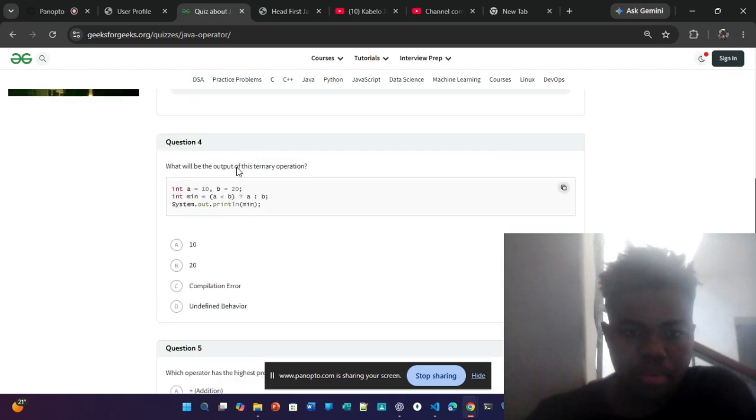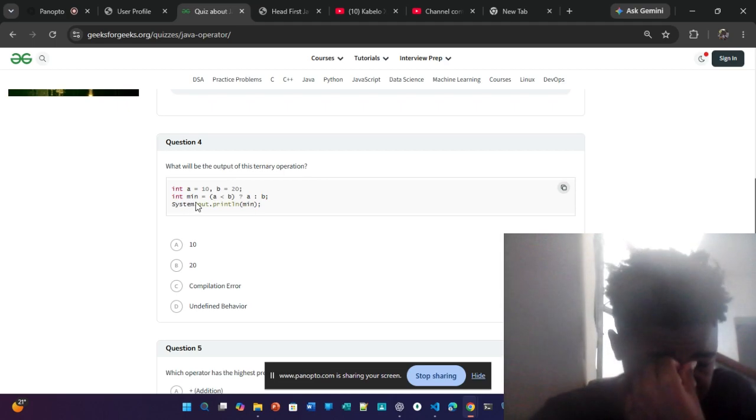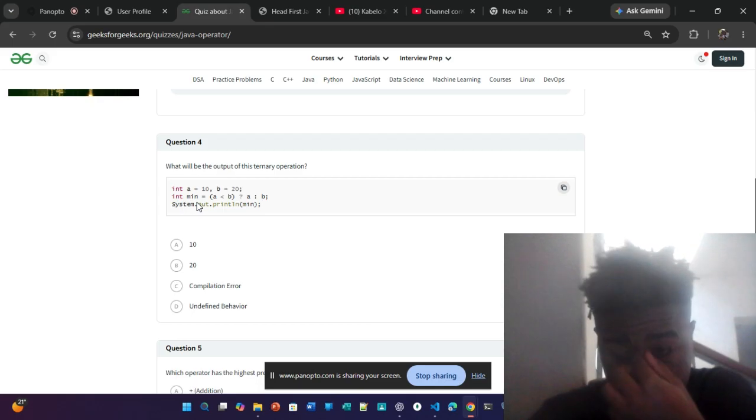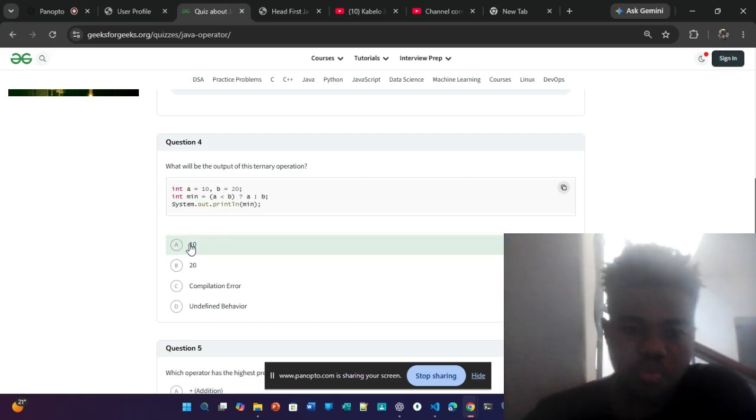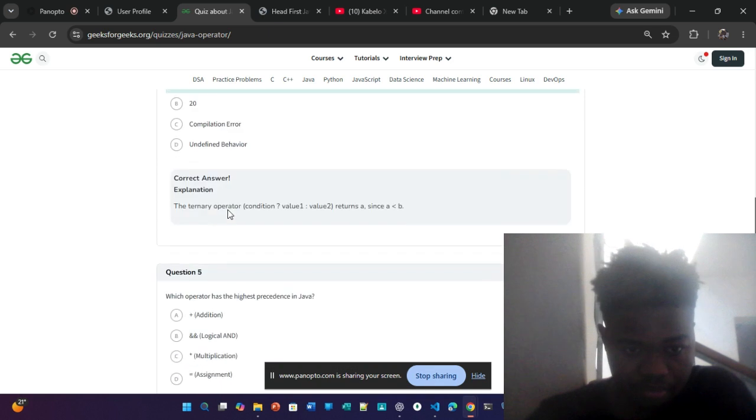What would be the output of this ternary operation? So A is less than B, and then you get this ratio. Then System.out wants us to print out the minimum value. So yeah, the minimum value is going to be 10, and 20 divided by 10 is 10.